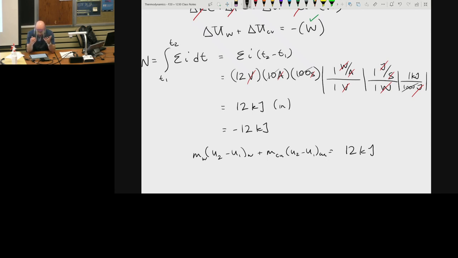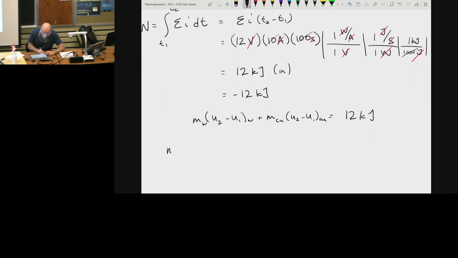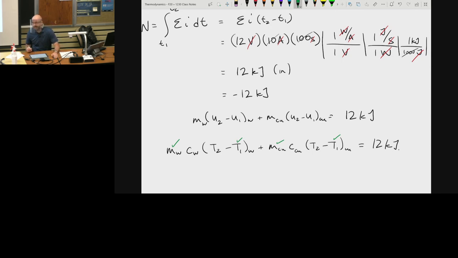But right now, I think that it will, so I can say this is equal to the mass of the water times the specific heat of the water times T2 minus T1 of the water, plus the mass of the copper times the specific heat of the copper times T2 minus T1 of the copper, and that's equal to 12 kilojoules. I was given in the problem statement the mass of the water and the initial temperature, and we're going to come to an equilibrium final temperature, so T2 of the water and T2 of the copper are going to be the same temperature.